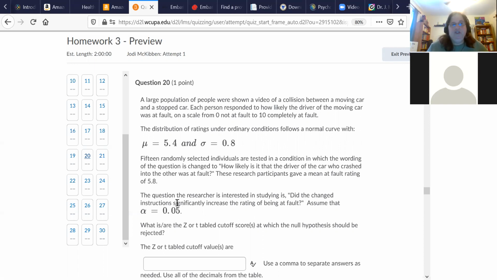Okay, so next question we can ask ourselves, is it one-tailed or two-tailed? Did the changed instruction significantly increase the rating of being at fault? Well, it's one-tailed, right? Increase. So we're given our population mean. Where is our sample mean? Oh, right here, 5.8, right? These 15 research participants gave a rating of 5.8.